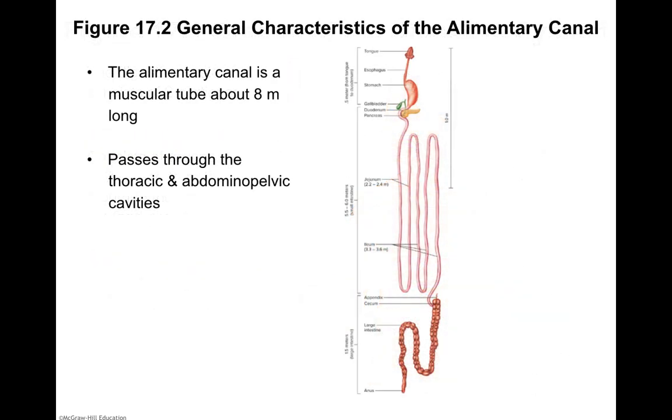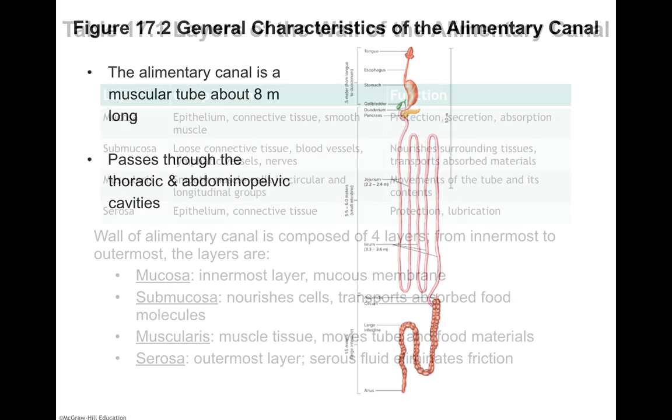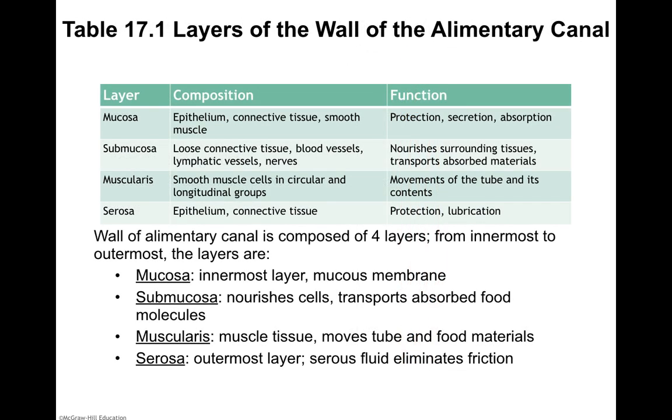The alimentary canal is a muscular tube about 8 meters long. It goes through the thoracic and the abdominal cavities. There are 4 layers of that tube, from innermost to outermost: mucosa, submucosa, muscularis, and serosa.